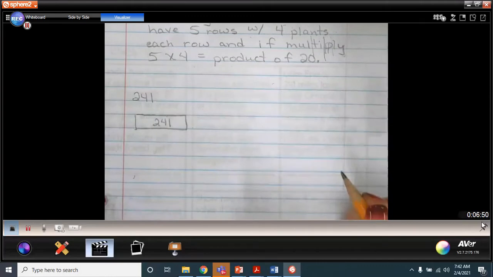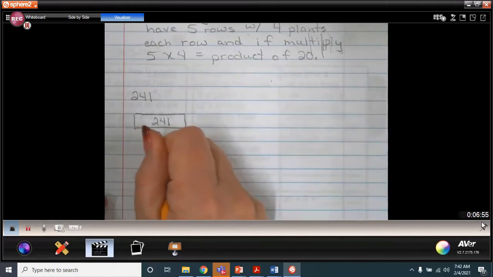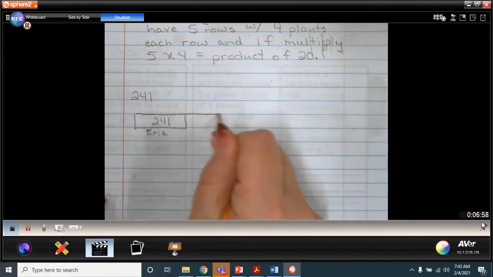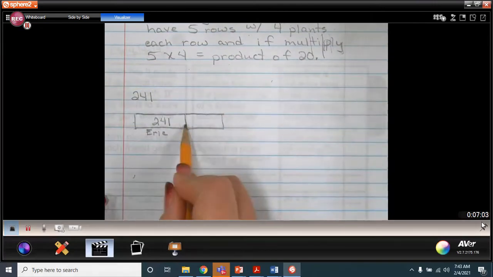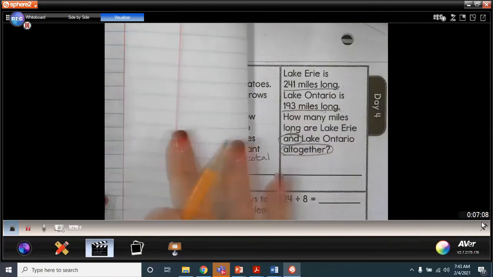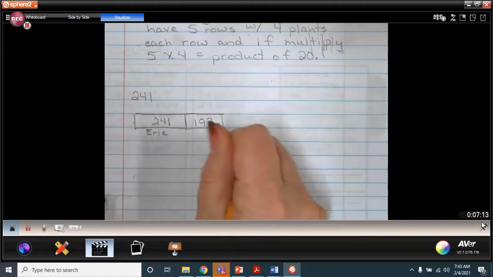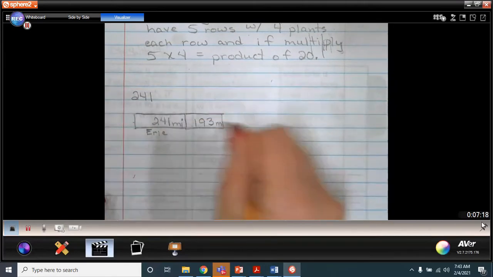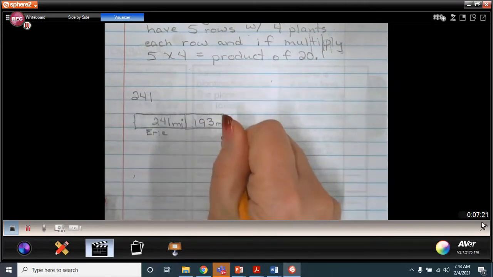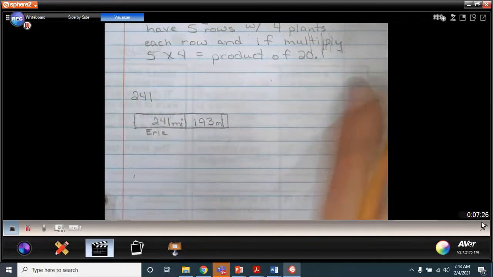This lake is 241 miles long. That's Lake Erie. I'm just going to label it so that I can remember. And then I also have Lake Ontario. So from here to here is 241, let's just say, and from here to here would be 193 in length, miles. These are all in miles. So I'm going to just put MI here for miles, because M usually means meters. So miles, and this is Lake Ontario.